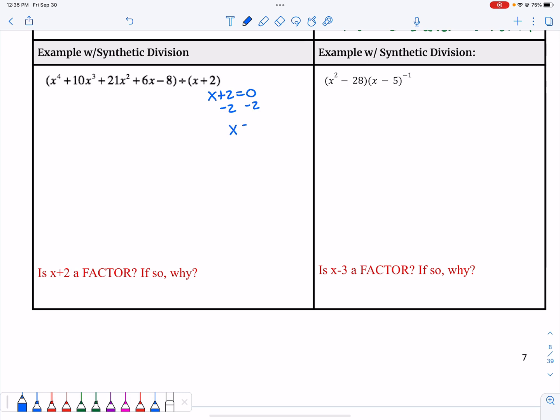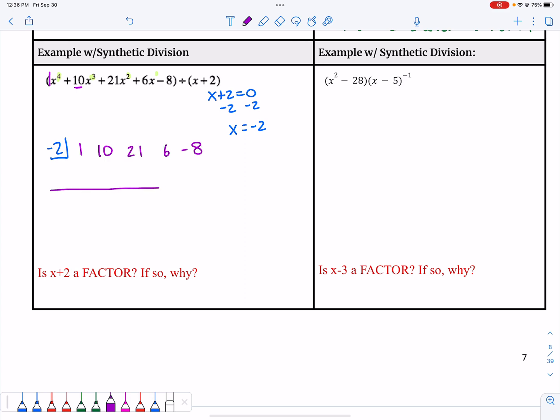And we get x equals -2. So put that in the box over to the left. Then bring down your coefficients. So we have a 1, 10 goes with x cubed. So let's check 4, 3, 2, 1. So we have 1, 10, 21, 6, and -8.